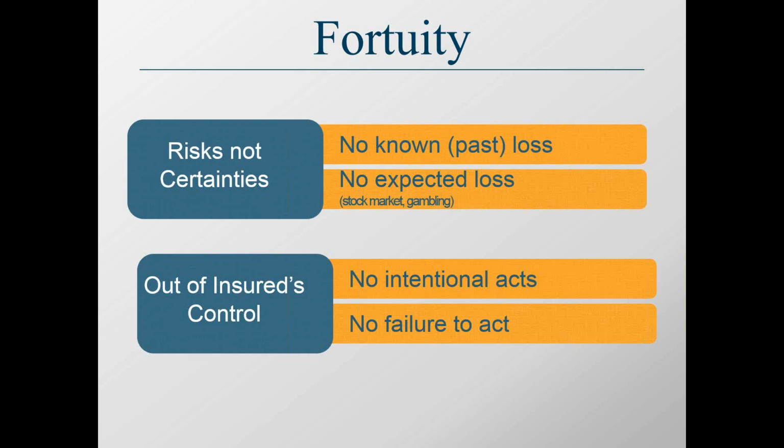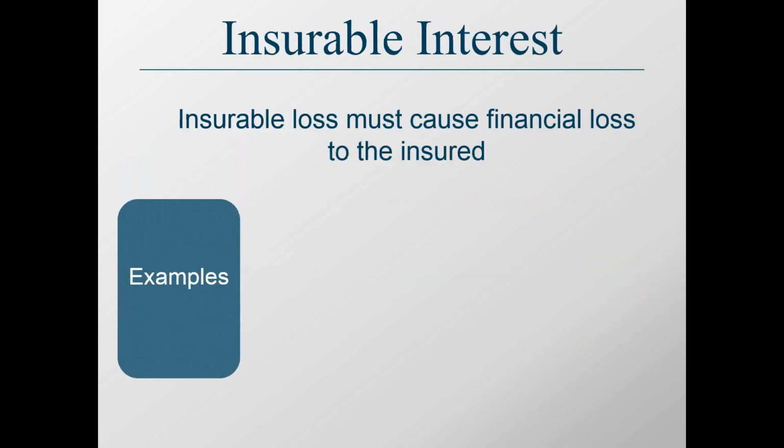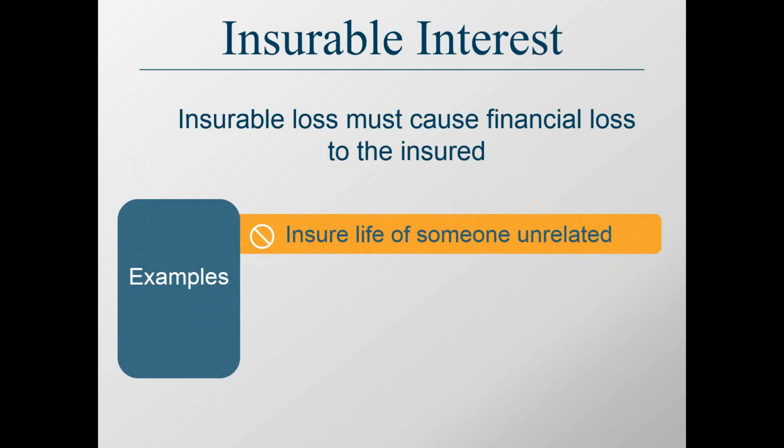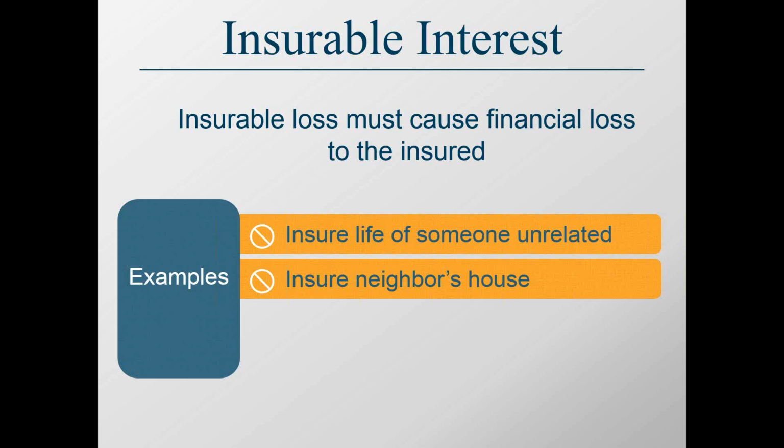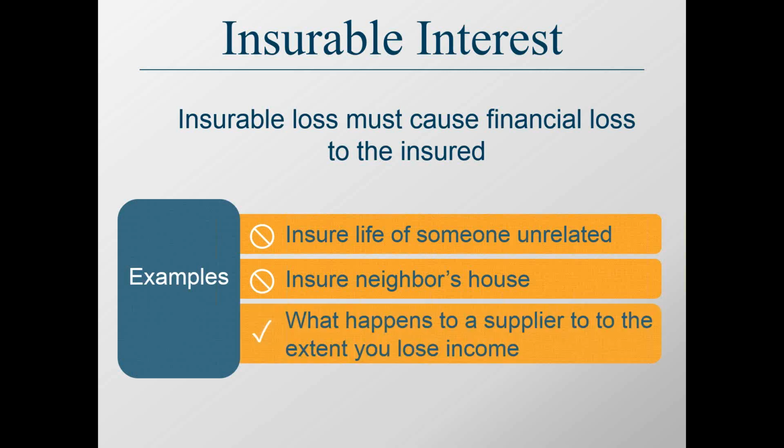So this fortuity is one of the important things. You can't buy insurance today to cover an earthquake that didn't happen yesterday. It's just common sense. But sometimes we see clients who want to kind of go crazy here. We have to insure something that's an insurable interest. For example, you can't insure the life of someone you're not related to in business or in a family way. You can't insure your neighbor's house. You can insure loss of some bad thing that happens to your supplier because you're relying on that supplier to give you goods and material to do your job. So we have to have an insurable interest in what we're looking to insure.